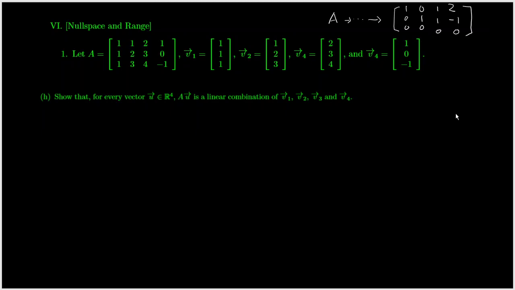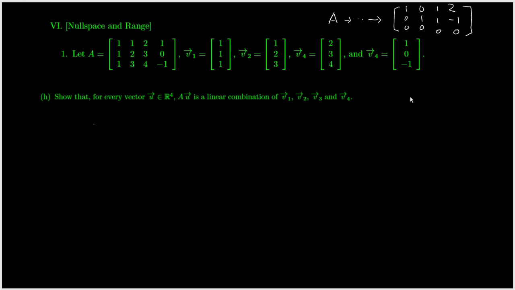In question H, we want to show that for each vector in R4, the output is a linear combination of the column vectors. So can I just say V1, V2, V3 and V4 are column vectors of the matrix A? You see V1 has all the components in the first column, right? V2 has all the components in the second column, and so on. We want to show that.